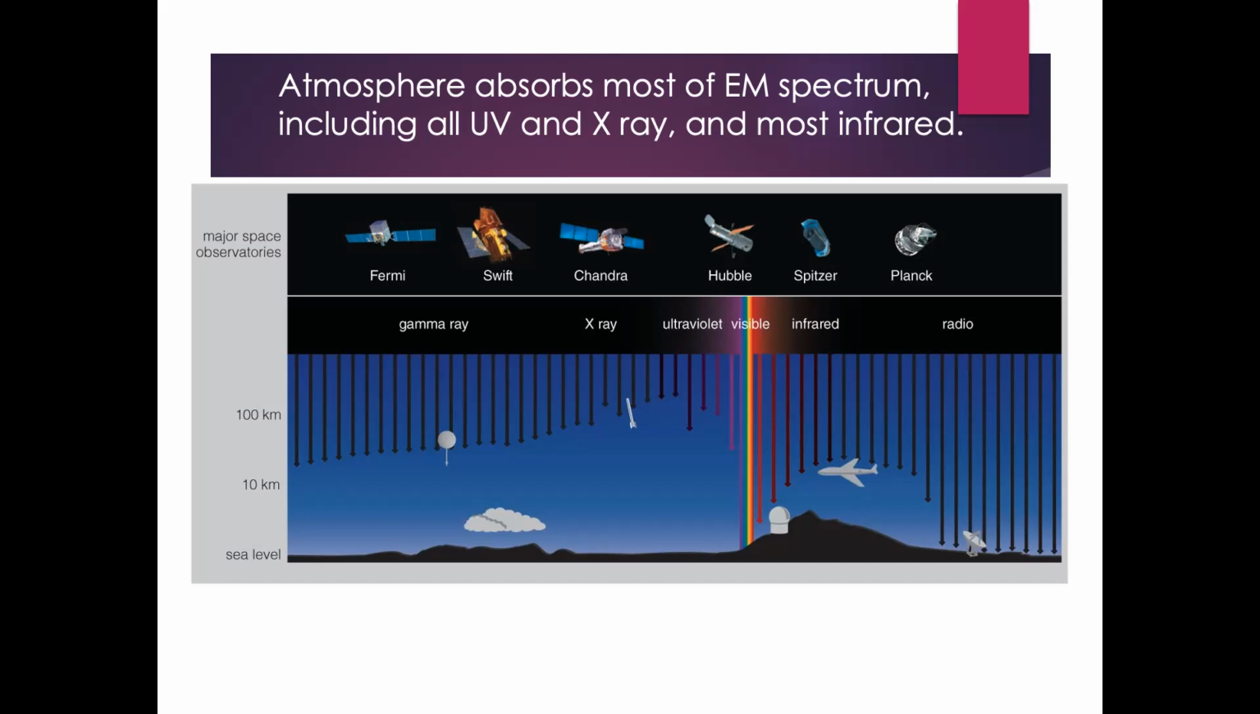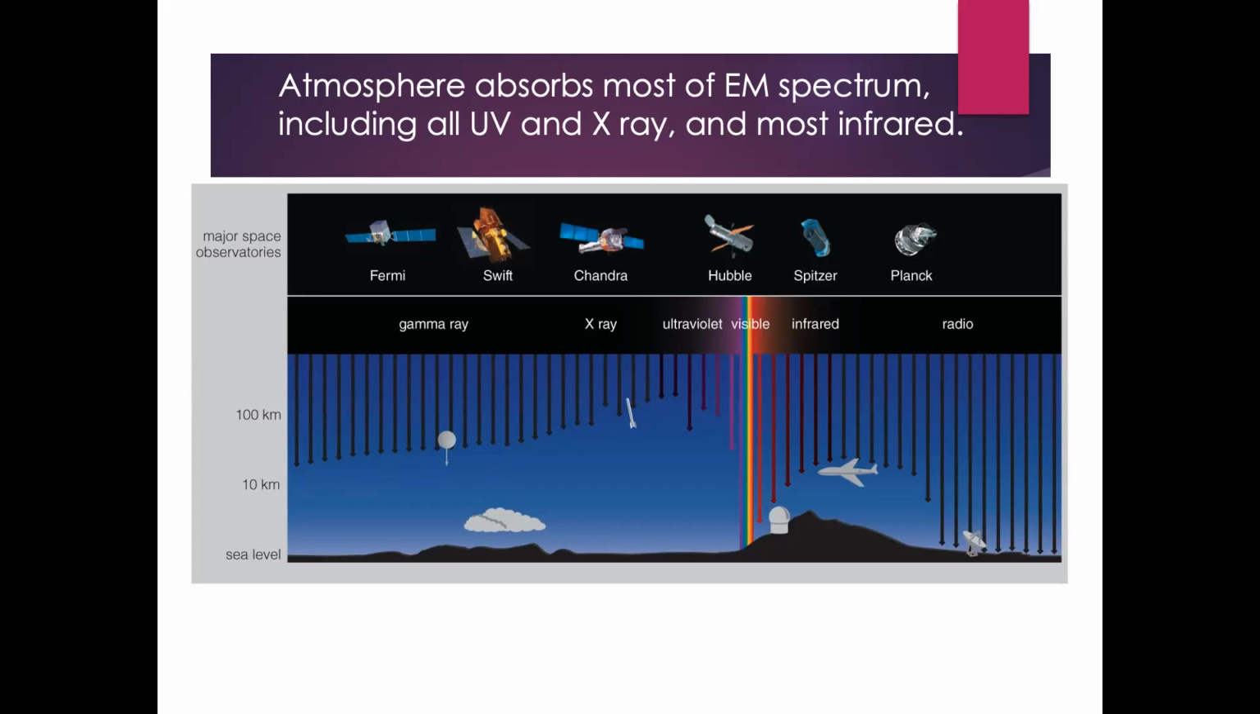You can see here, radio waves make their way to the surface. Some infrared does, a lot of infrared does not. All visible light makes its way to the surface. Some ultraviolet light makes its way down, but most X-rays and gamma rays do not. So by putting a telescope in space, we're able to bypass Earth's atmosphere. We don't have to worry about it absorbing some of the light that we're trying to capture ourselves.